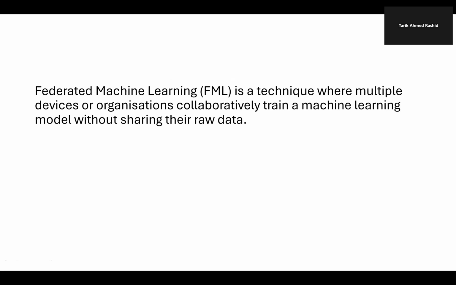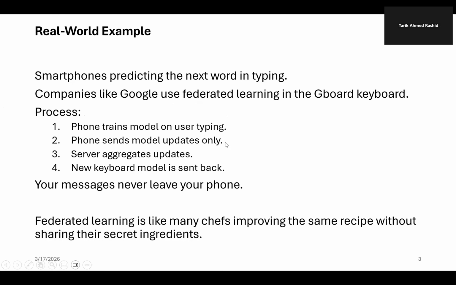Federated Machine Learning, as we defined it earlier in the first class, is a technique where you've got many devices or organizations. They all collaboratively train a machine learning model without seeing each other's data, without sharing their own private data. So that's basic federated machine learning.